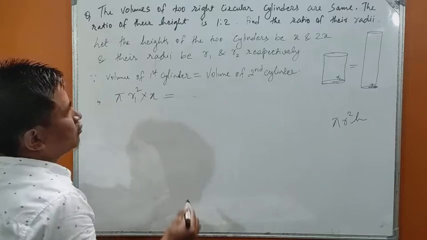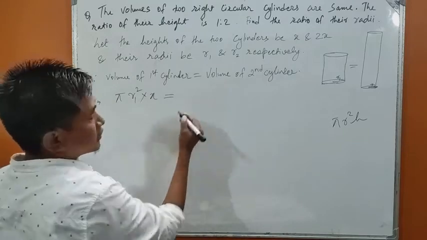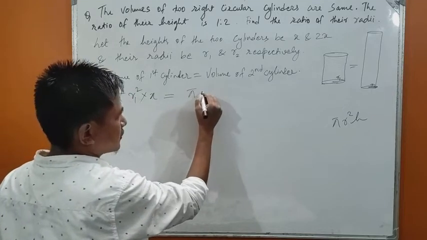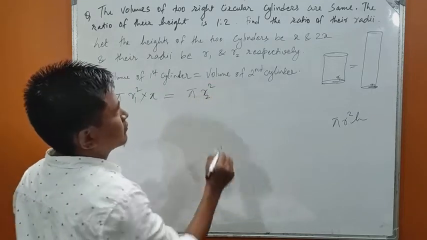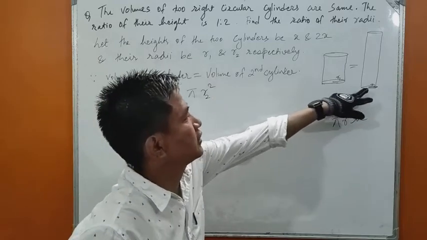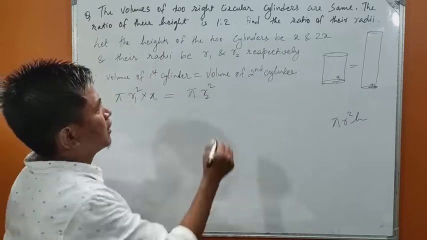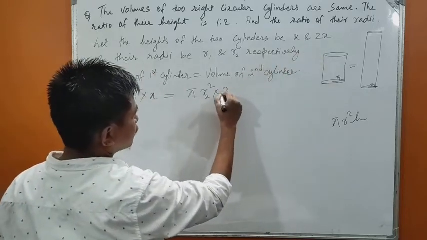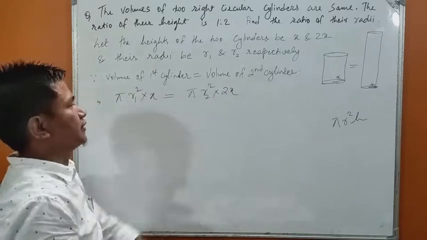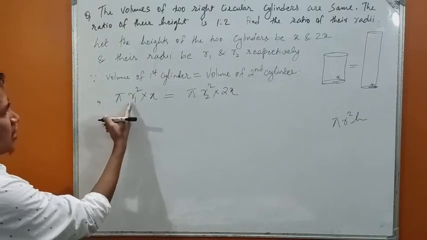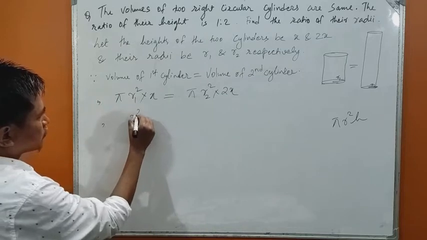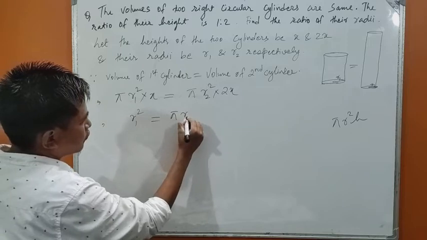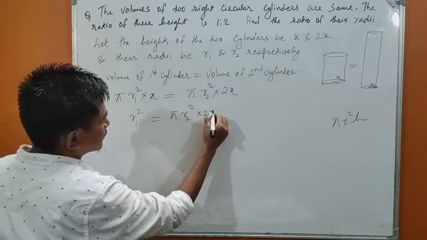This is equal to the volume of the second cylinder. So what will be the volume of the second cylinder? That is pi r2 square, because the radius of the cross section for the second cylinder is r2, into h. What is h? H is 2x, the height of the second cylinder. So pi r1 square x equals pi r2 square into 2x.